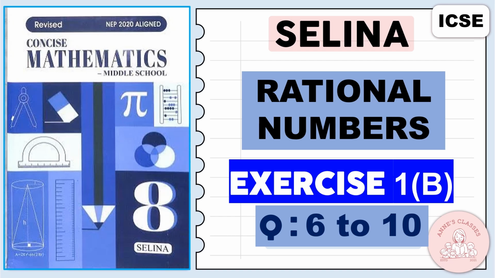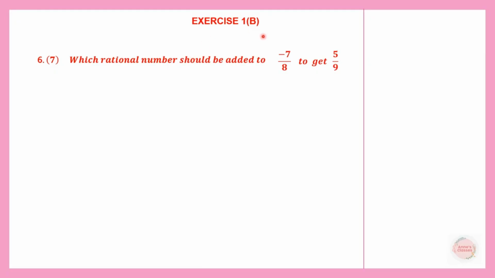Let's do rational numbers exercise 1b. Exercise 1b question 6, which is question 7 in the new book. Which rational number should be added to minus 7 by 8 to get 5 by 9? So we have to add a rational number to minus 7 by 8, isn't it?